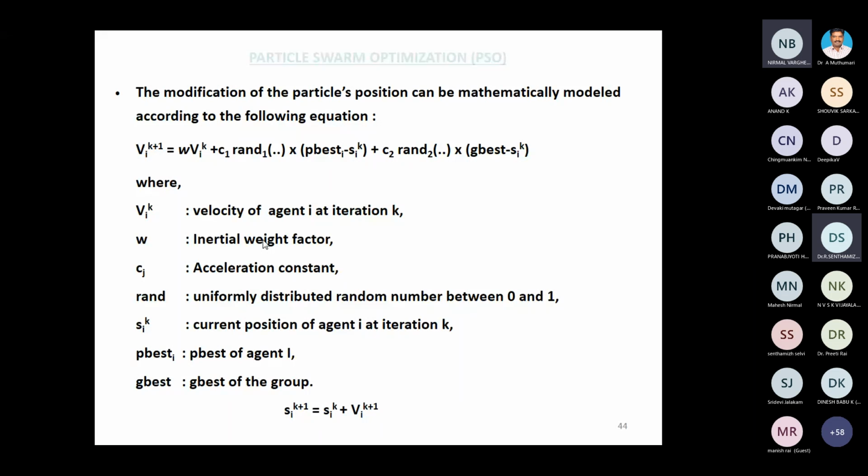Then C_j is an acceleration constant that is also set by the user. Then rand is a uniformly distributed random number between 0 and 1. If you go for a higher value close to 1, the iteration will take more time, but the accuracy will be better. If you take numbers close to 0, the iterations will become fewer, but the accuracy will come down drastically. So you should trade off. Better to choose values between 0 and 1, maybe 0.5 or 0.4.